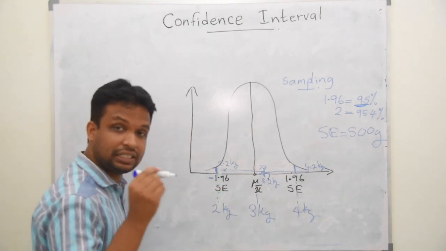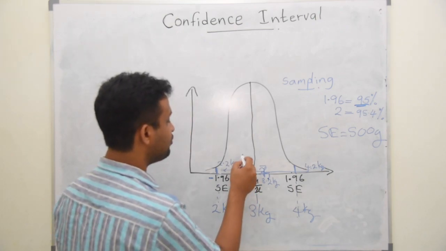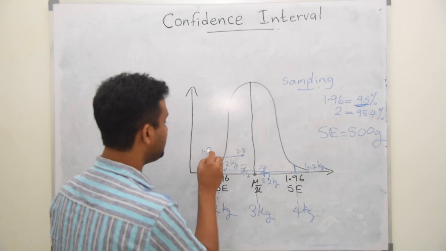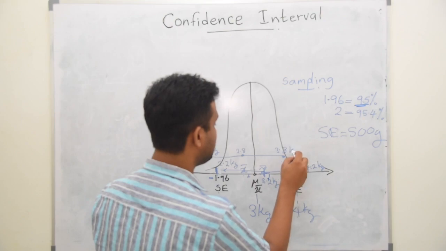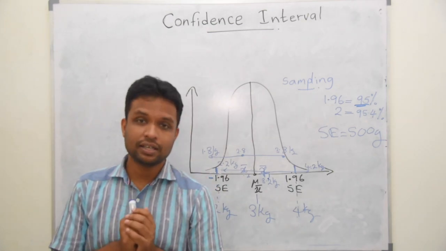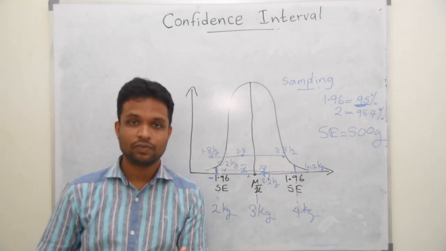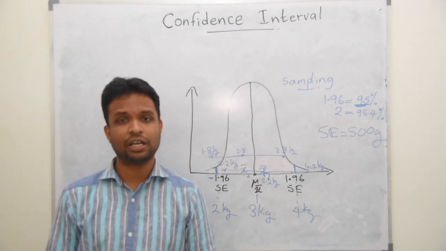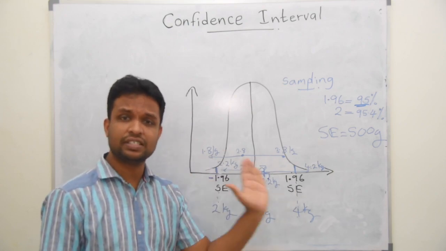Assume that we take another mean, which is x bar 2. Assume that this value is 2.8. So 1.8 kilograms to 3.8 kilograms is the limit for this one. Now you can understand that depending on the sample mean that you are taking, we have different intervals. How many intervals can you make? Of course, you can make an infinite number of intervals like this.